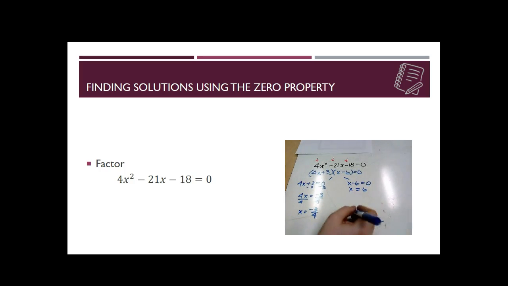So remember, when I'm looking at my graph of my parabola, one zero is going to be 3, 4, 5, 6, here at 6. And the other zero is going to be here at negative 3/4. And then the parabola is going to sit somewhere in between there.